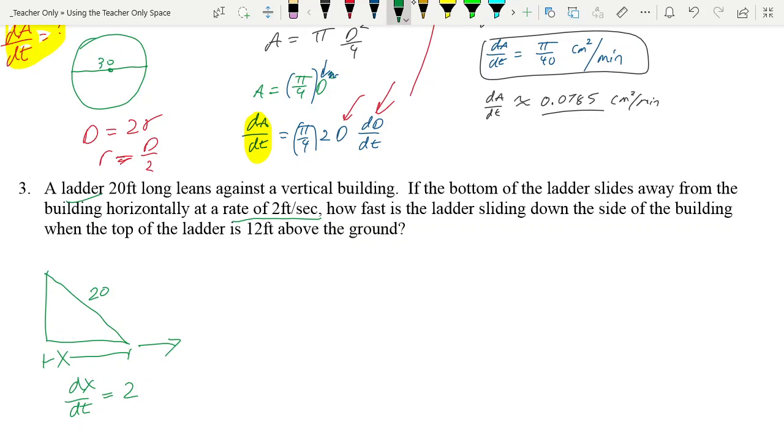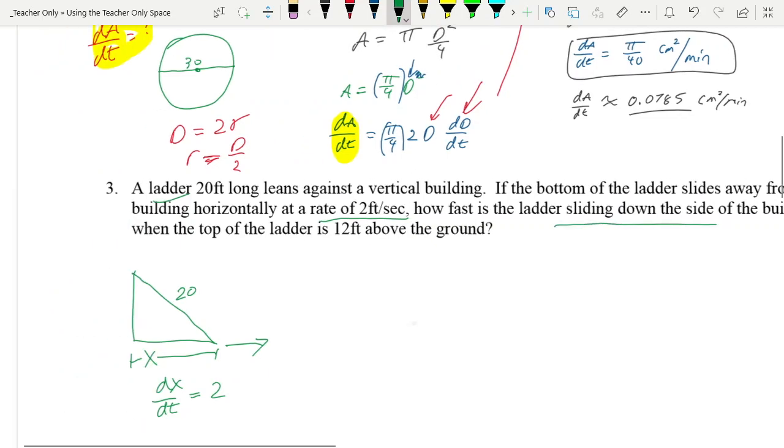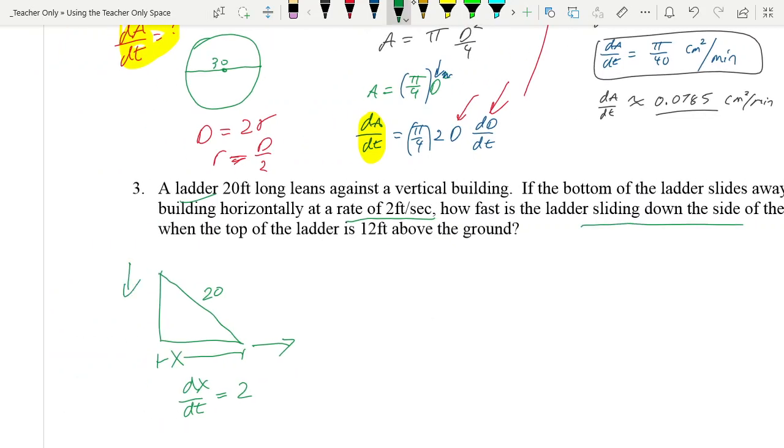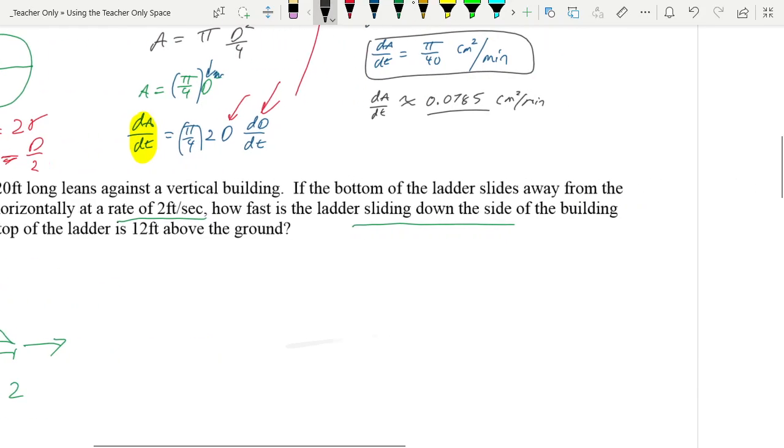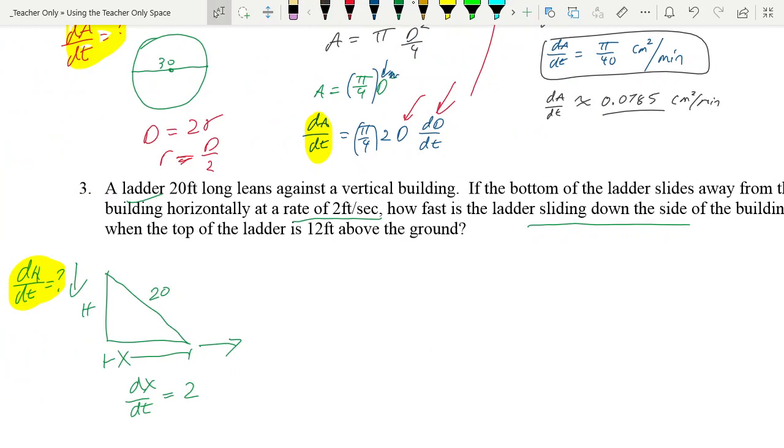Okay, so now what? How fast is the ladder sliding down the side of the wall? So the question is this. Maybe this is height. They're asking for dh/dt. This is our goal. But they are telling us when the top of the ladder is 12 feet above the ground. Okay, so therefore we do know that h is 12. Cool. All right, so now what?